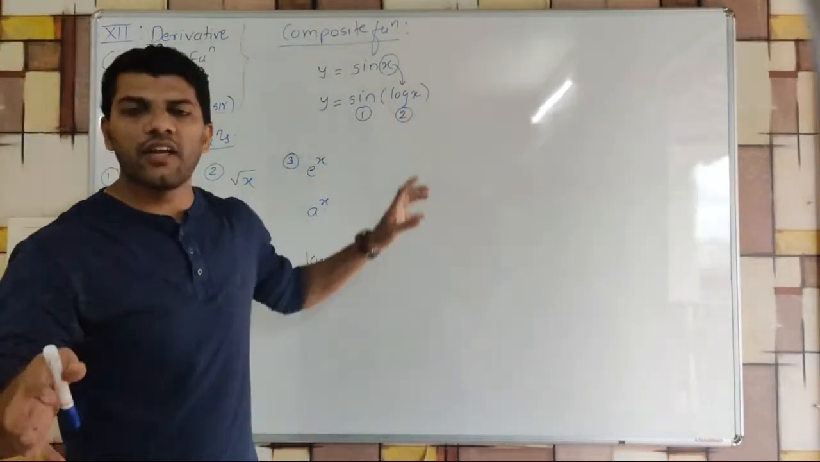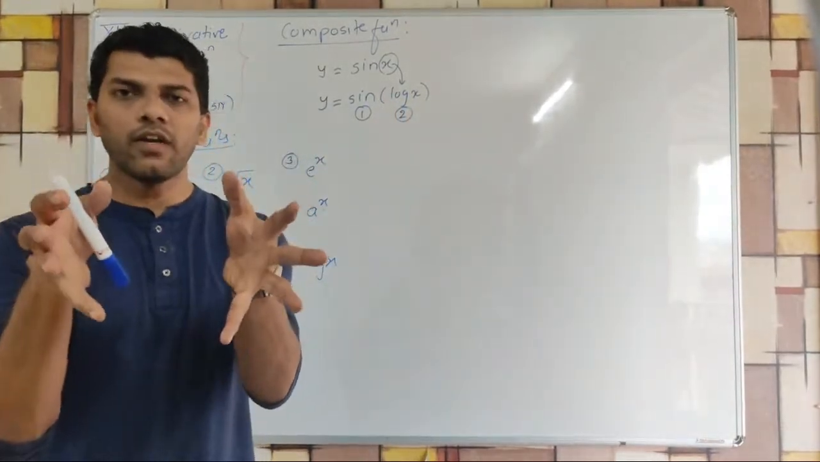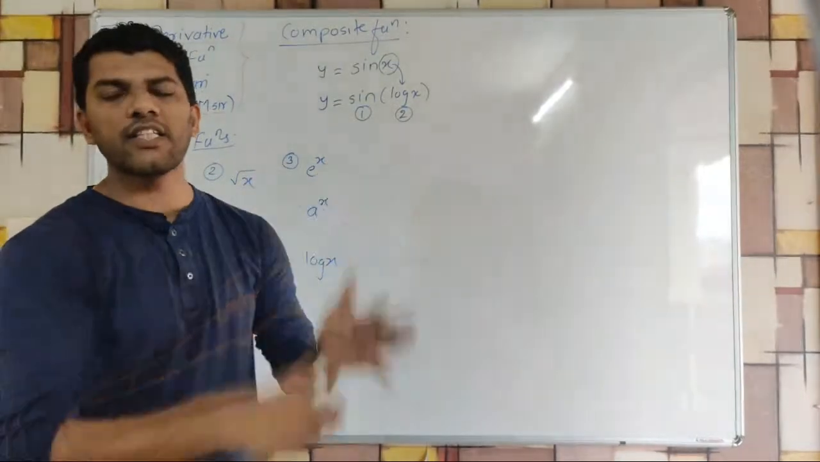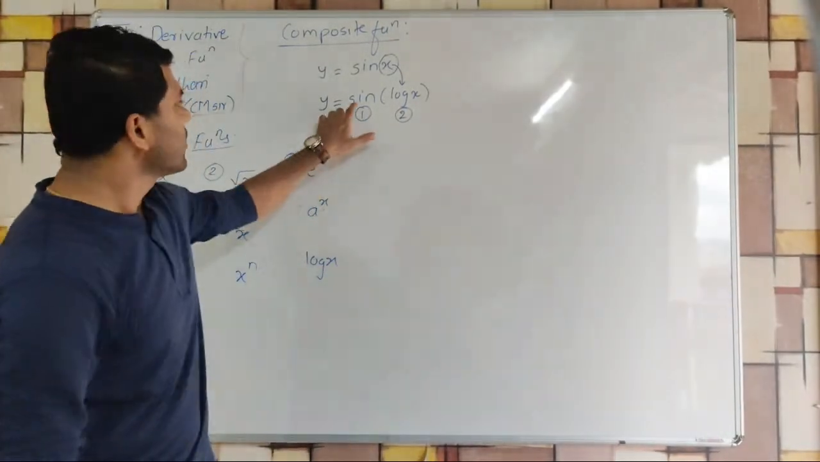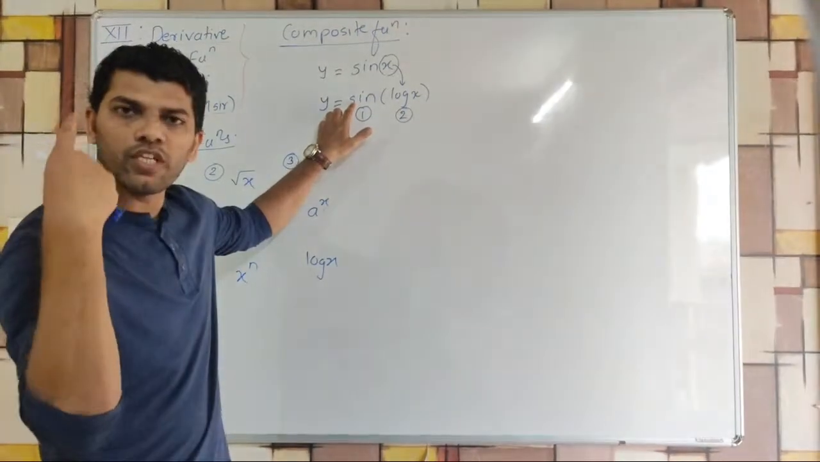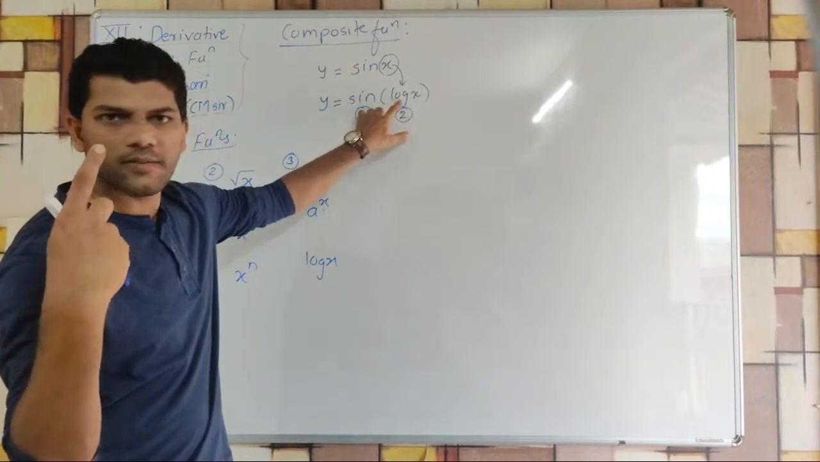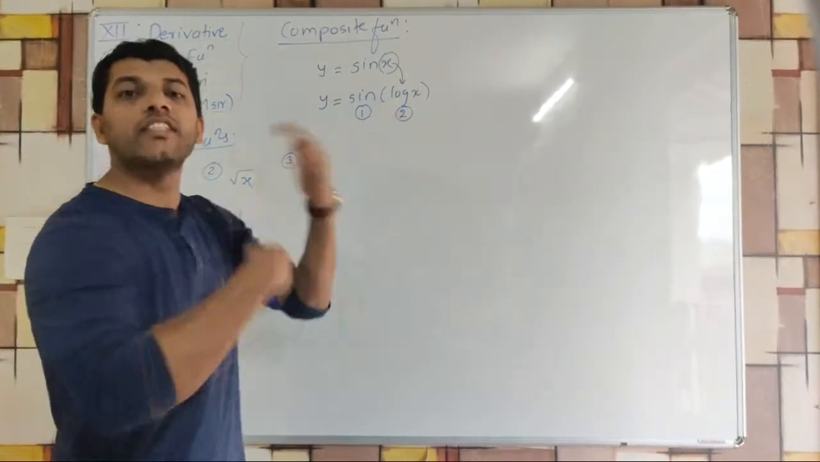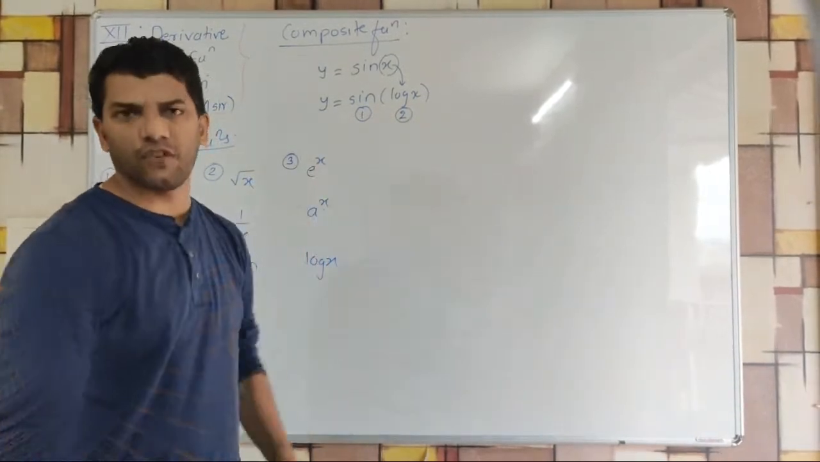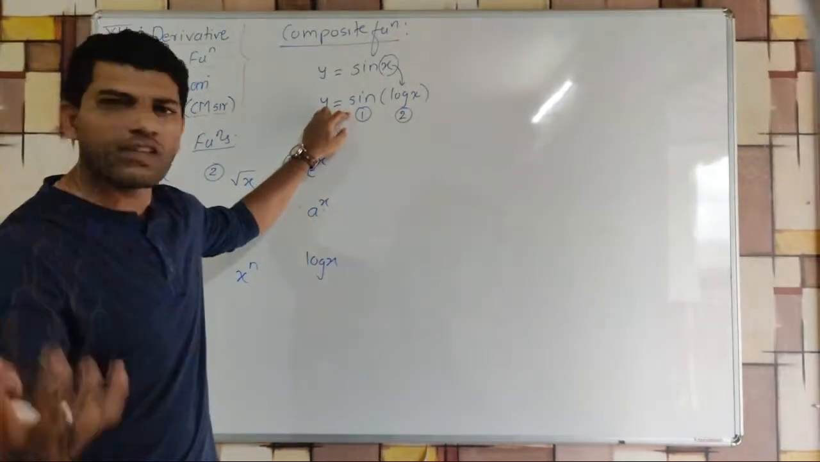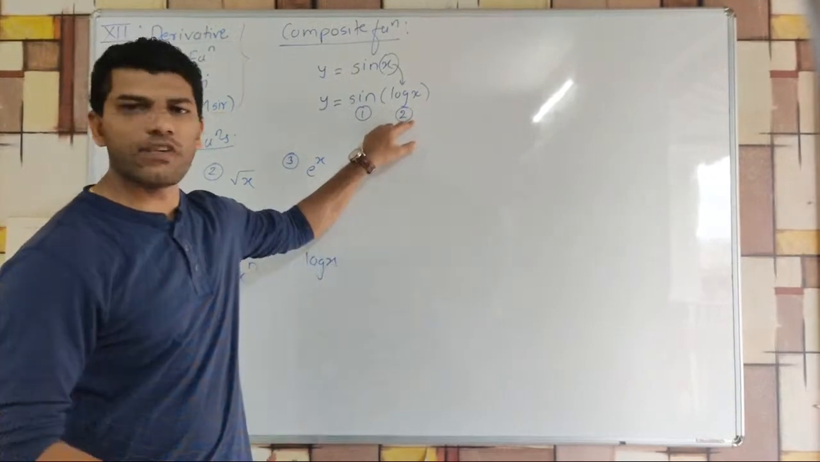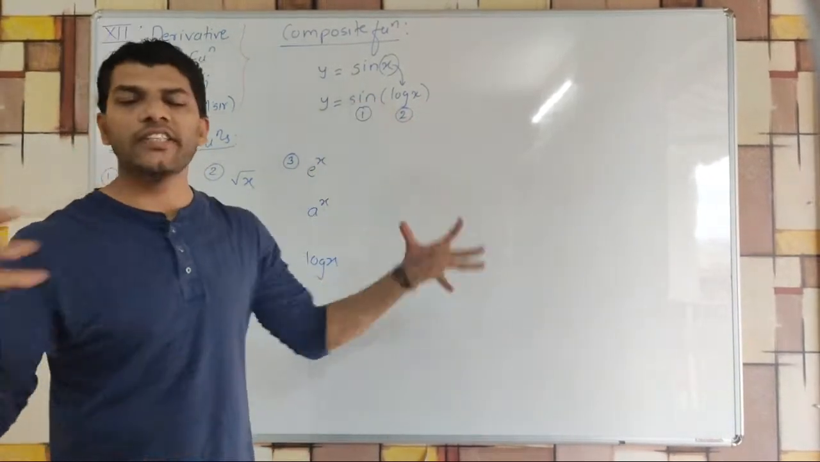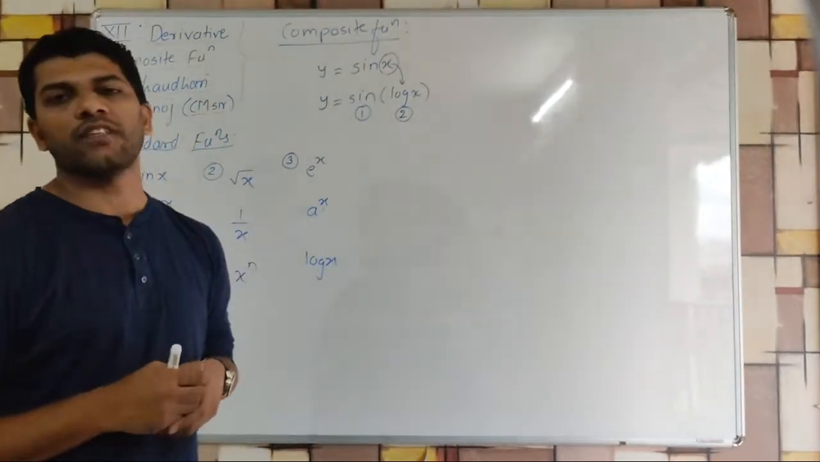It is always better to express or number this kind of function. So here sin is the first original function, and log x, which is a replacement for this x, we treat as the second function. There is a second layer of the function. So this is the first layer of the function, and this is the second layer, and sin of log x is called the composite function of sin and log.